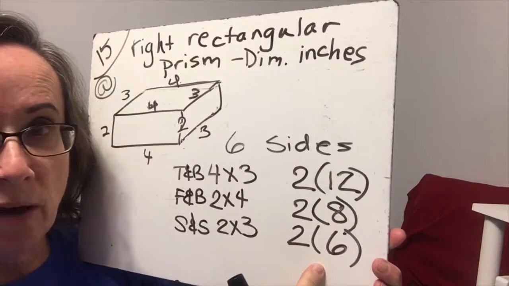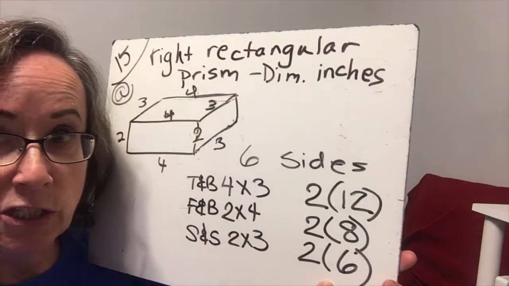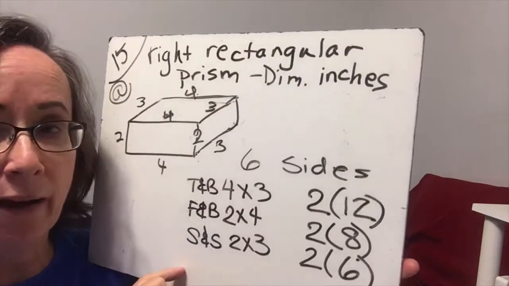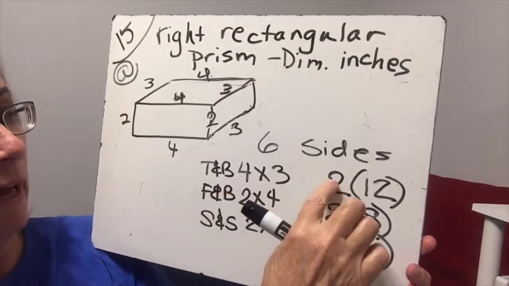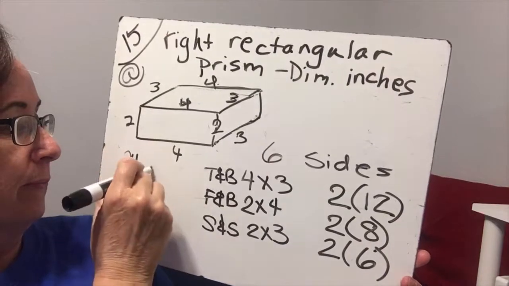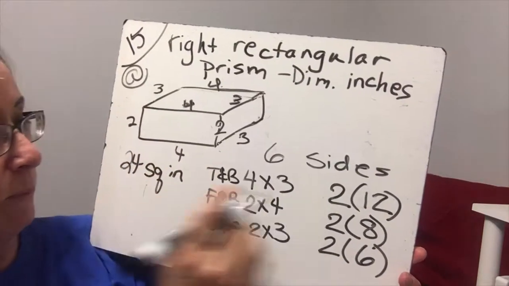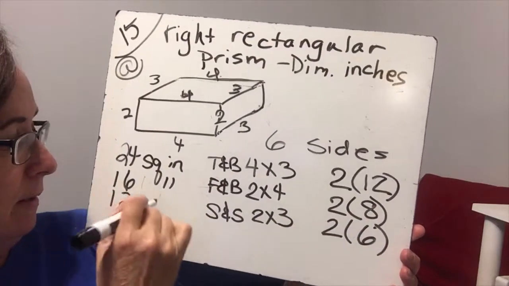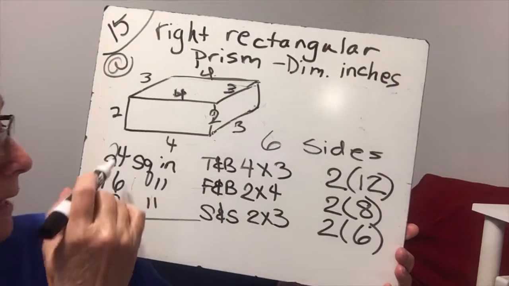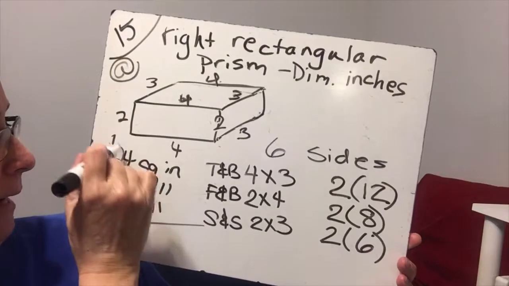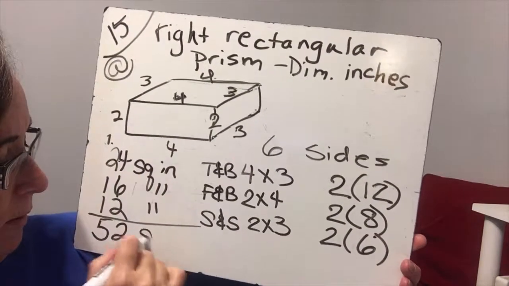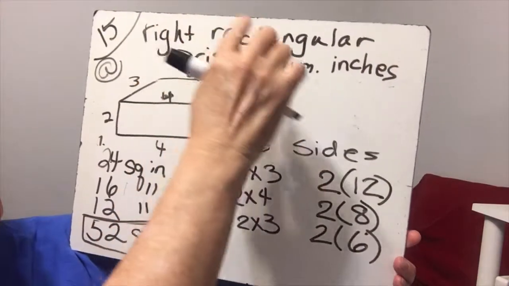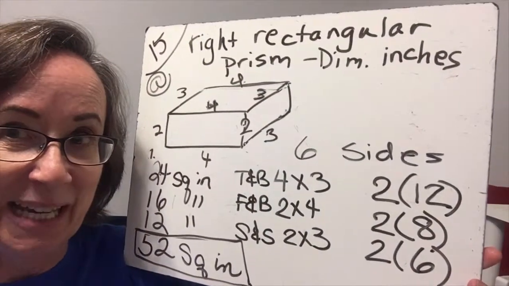So now these are the areas of each side that we're going to add together. And remember, since the dimensions are in inches, then our area dimensions will be inches squared. So we have 24 square inches, and we have 16 square inches, and we have 12 square inches. So when we add all of those up together, 52 square inches is the surface area of this right rectangular prism. I hope you got the same answer.